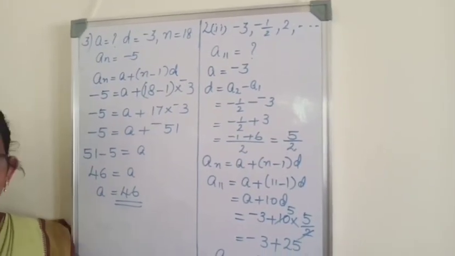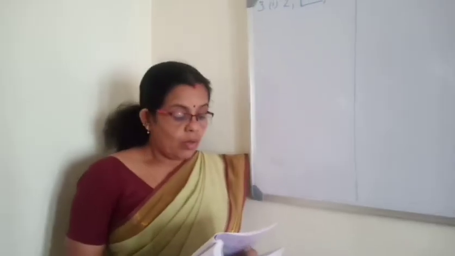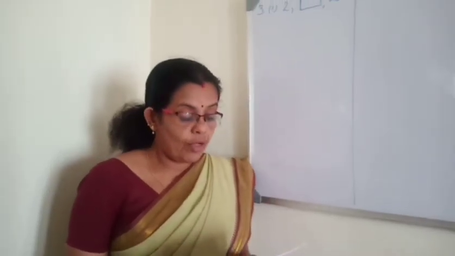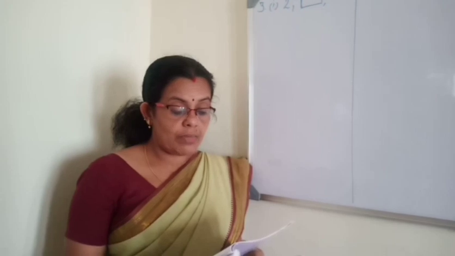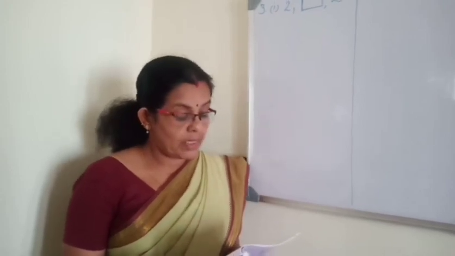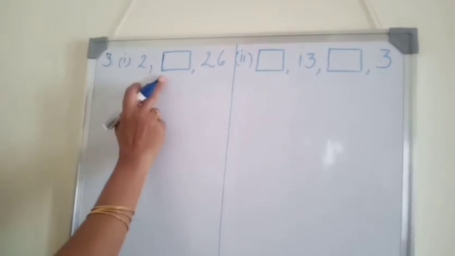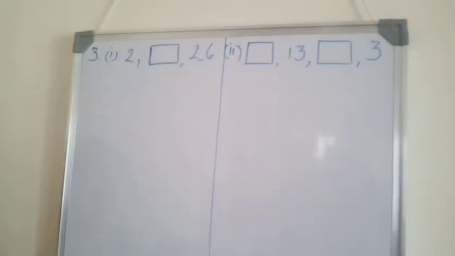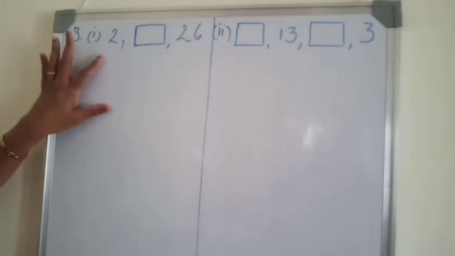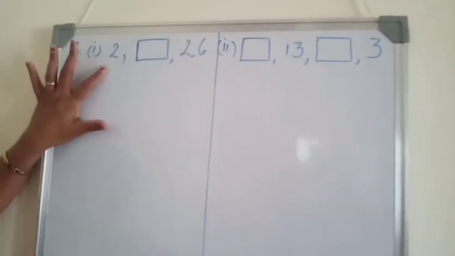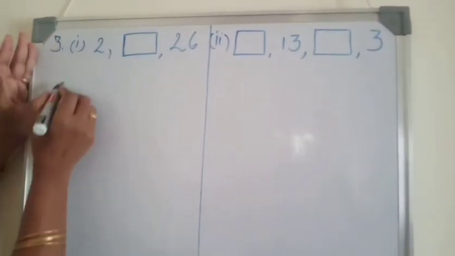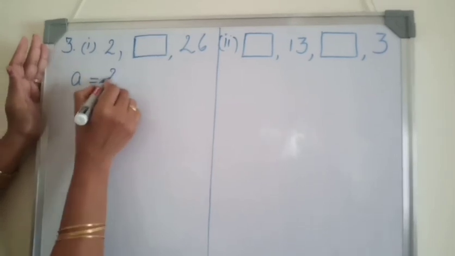Now we will move on to the third main. Now third main: in the following APs, find the missing terms in the boxes. First question, 2 dash 26. That means we have to find out which number will come in this box. So in this AP, 2 is the first term. So first term will be denoted by A. So A is equal to 2.